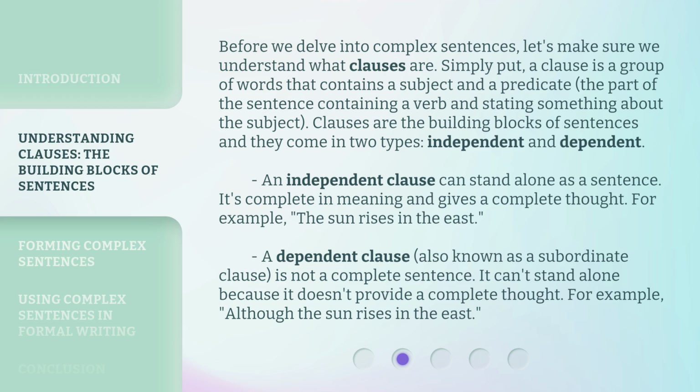An independent clause can stand alone as a sentence. It's complete in meaning and gives a complete thought. For example, the sun rises in the east. A dependent clause, also known as a subordinate clause, is not a complete sentence. It can't stand alone because it doesn't provide a complete thought. For example, although the sun rises in the east.